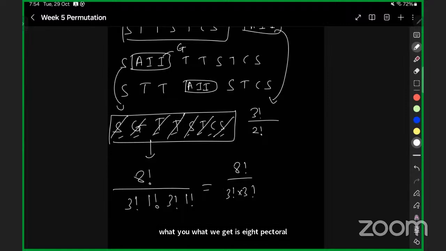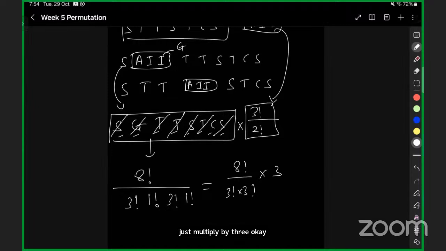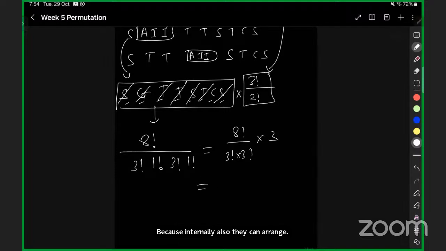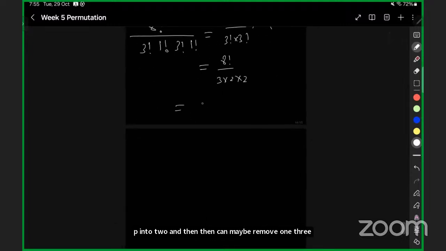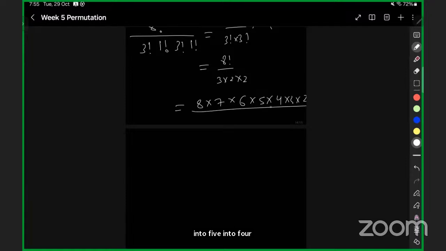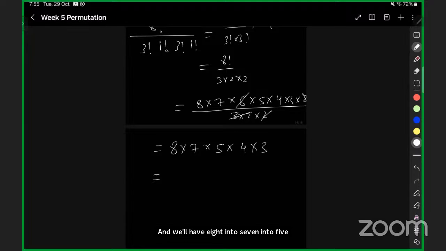And this part, don't miss it. We have this multiplied by 3, because internally also they can arrange, right? So what we get is 8 factorial by 3 into 2 into 3 into 2, and then we can remove some. So this is 8 into 7 into 6 into 5 into 4, over 3 into 2 into 2. So this can go away, this can go away, and we'll have 8 into 7 into 5, 4 into 3. So this is the answer.